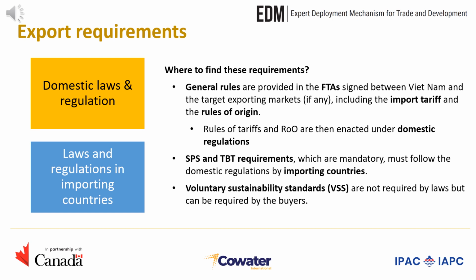It is important for exporters to consult the requirements under these laws and regulations before embarking on the export process. The export requirements can be found in various sources. First, general rules are provided in free trade agreements signed between Vietnam and the target exporting markets. These general rules include import tariffs and rules of origin, which are also enacted through domestic regulations. SPS and TBT requirements must follow the domestic regulations of importing countries.